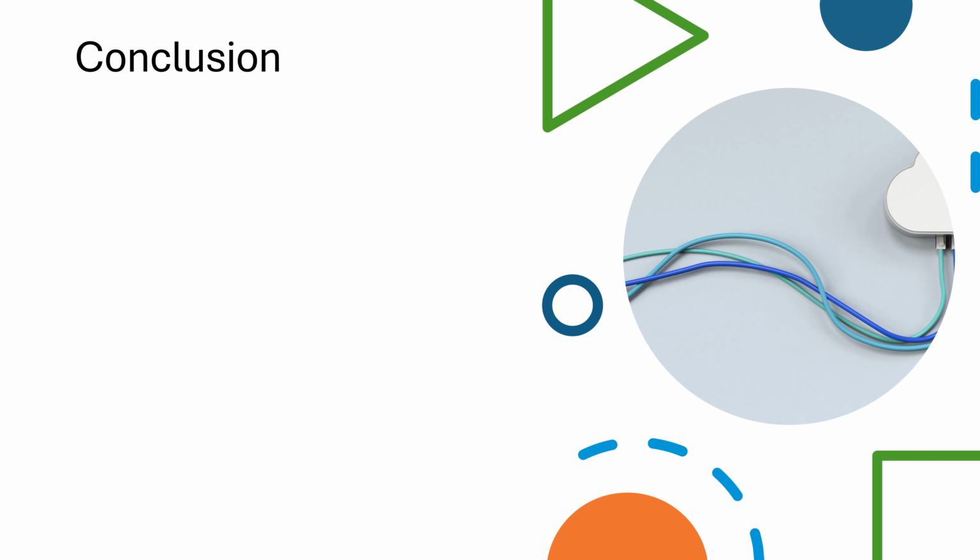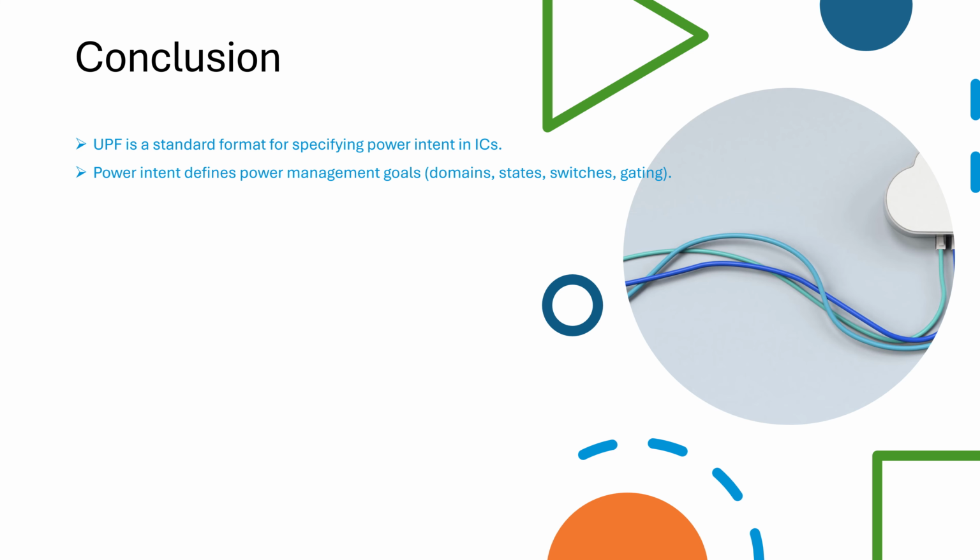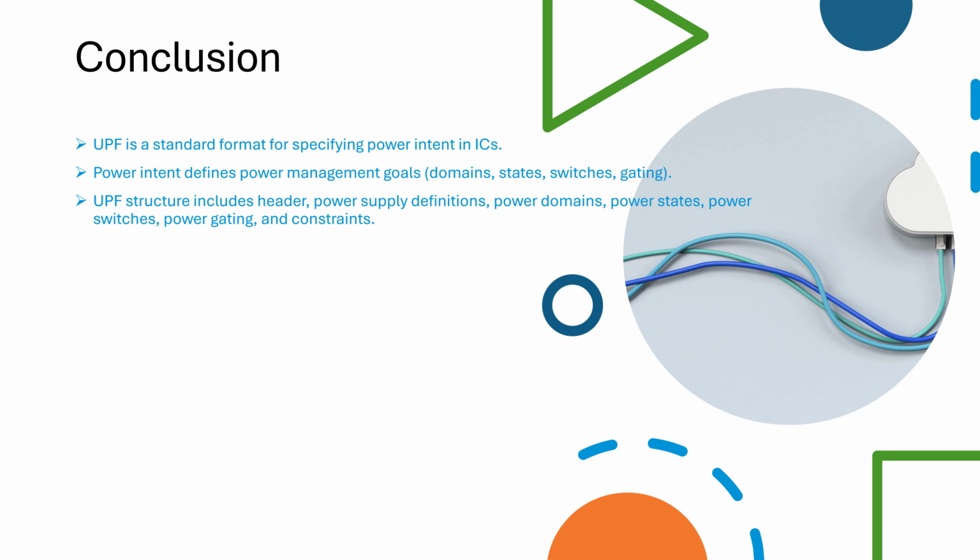Now it's time to summarize and conclude. UPF is a standard format for specifying power intent in ICs. It's an IEEE standard also. Power intent defines power management goals, domains, states, switches, gating, etc. UPF structure includes header, power supply definitions, power domains, power states, power switches, power gating, and constraints. UPF flow involves power intent definition, UPF creation, and then using them along with synthesis, physical design, verification, and sign off.